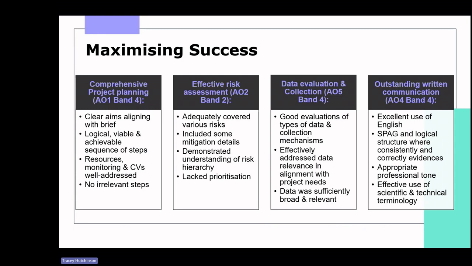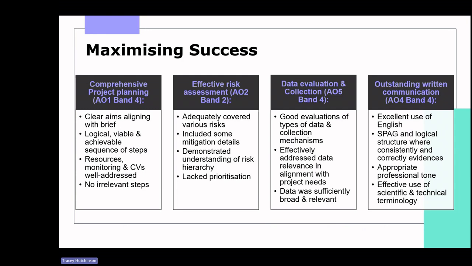In regards to effective risk assessment, the student evidenced band 2 criteria for AO2. It scored band 2, adequately covering various risks and including some mitigation details. It demonstrated an understanding of risk hierarchy but lacked prioritisation.